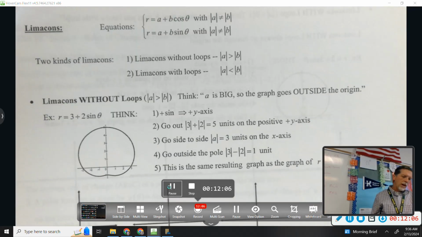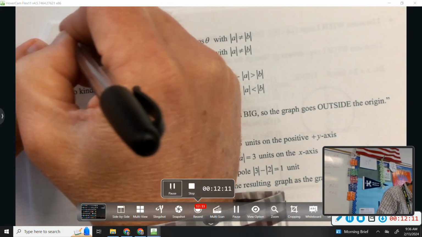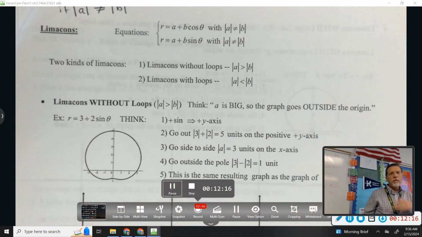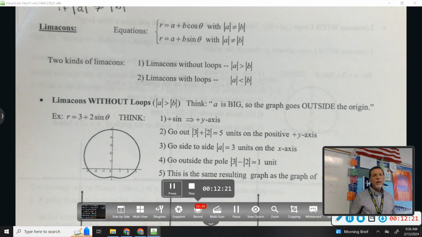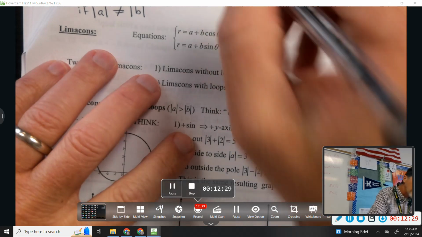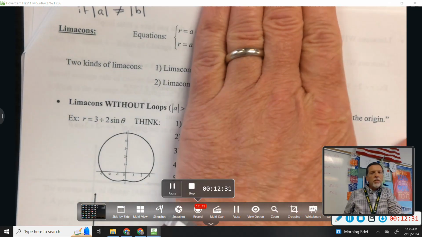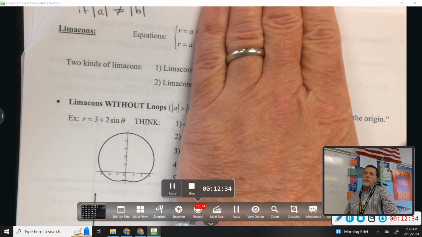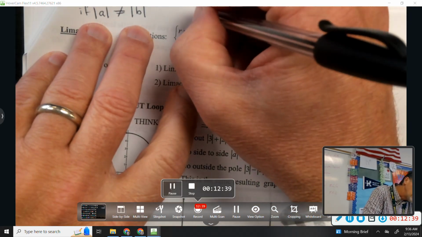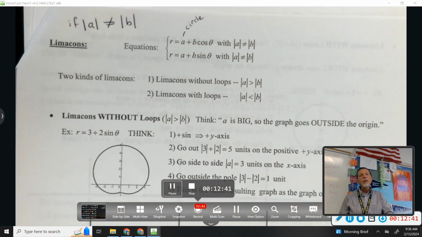Okay, limaçons. So this would be if A does not equal B. So if the numbers are different, then it doesn't make it back to the pole. It either has a loop or doesn't have a loop. Here's how I remember whether it has a loop or not. If it was just R equals A, what shape would that be? If it was just R equals A, that would be a circle. So I'm going to say A is sort of the part of the equation that makes it circle-y.